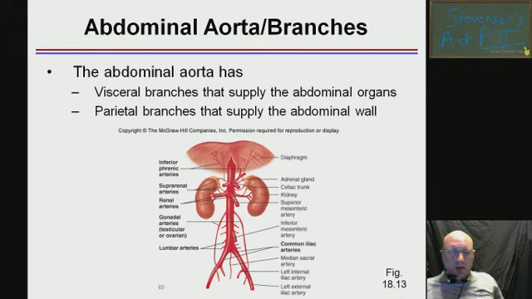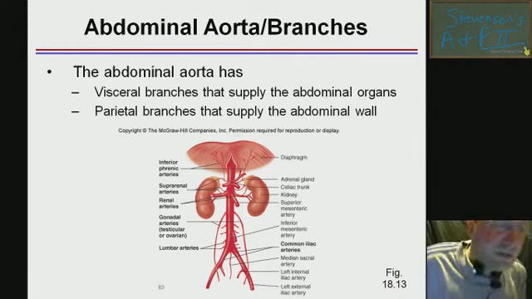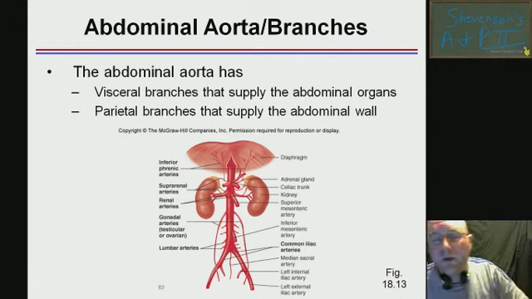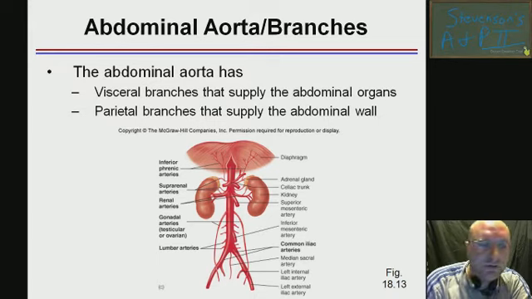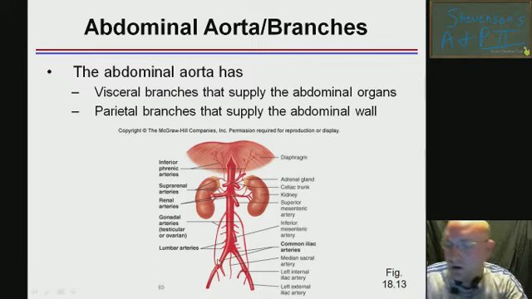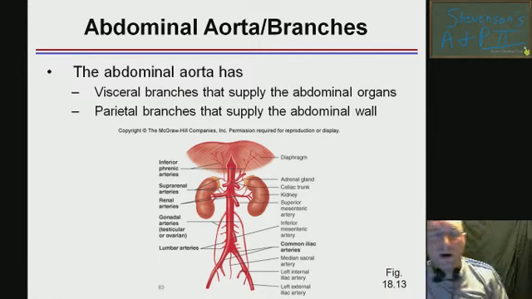Okay, abdominal aorta and its branches. The abdominal aorta has visceral branches that supply blood to abdominal organs, and then you have parietal branches that supply blood to the abdominal wall. So we can go over those here, looking at the iliac arteries towards the bottom of the diagram, as well as the lumbar arteries.